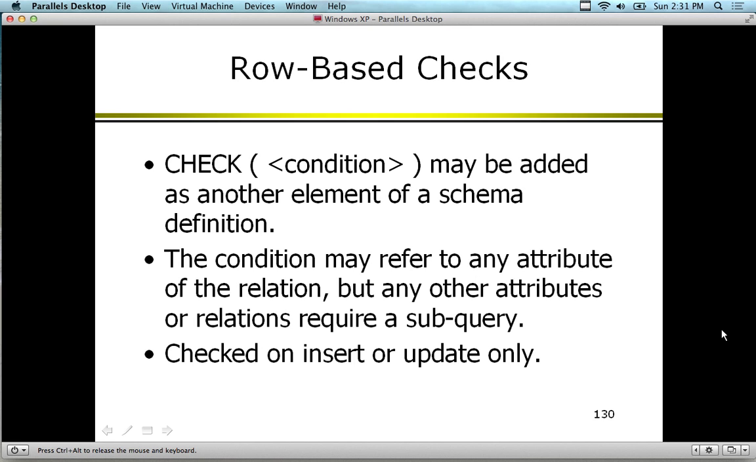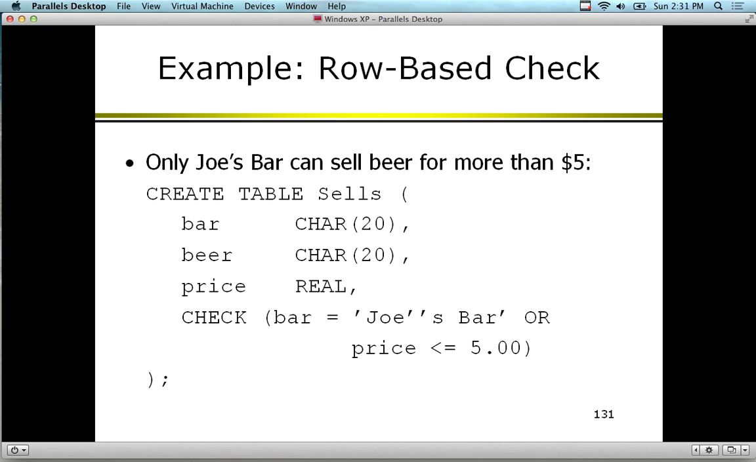So then we have row-based checks. This is how we would tell if you've completed all your prerequisite classes and you're able to take the class, which means you can't get into the registration table unless you've satisfied this condition, this condition, this condition. That would be a combination of data that was in the same row that we were trying to upload or update into the database. So we can run that as a row-based check. Here we have a check on a condition that may be added as another element of the schema definition itself. The condition may refer to any attribute of the relation, but any other attributes of the relation require a subquery. And the check happens on an insert or an update only, same as the other checks.